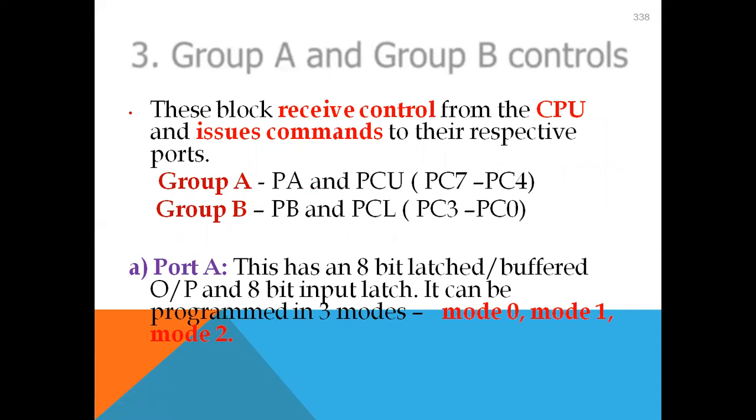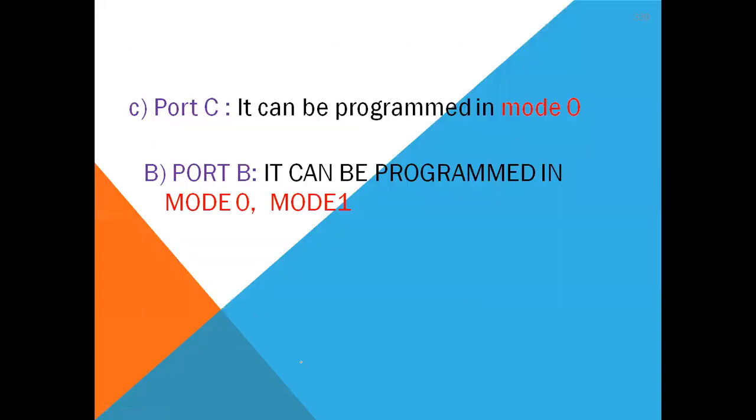Read write control logic is to read the data and to write the data. Group A, we already know, means port A and the upper part of port C. Group B means the lower part of port C and port B. Port A is an 8-bit latched or buffered output and 8-bit input latch. It can be programmed in 3 modes: mode 0, mode 1 and mode 2. So 3 mode operations are supported by port A. 2 mode operations, mode 0 and mode 1, are supported by port B.